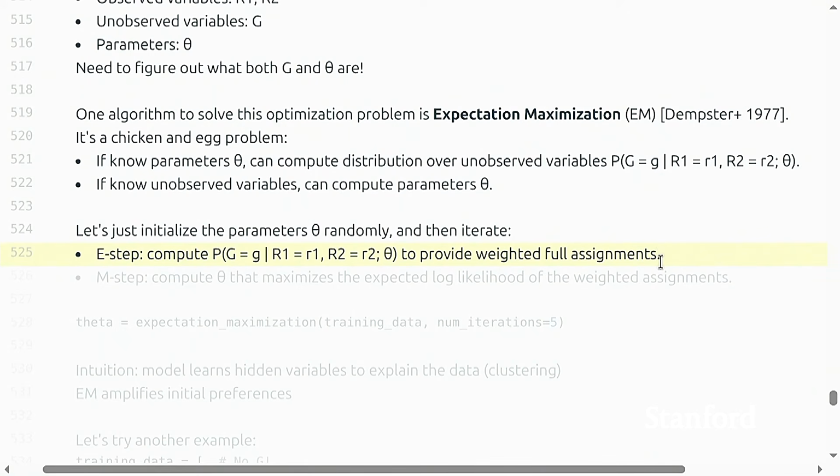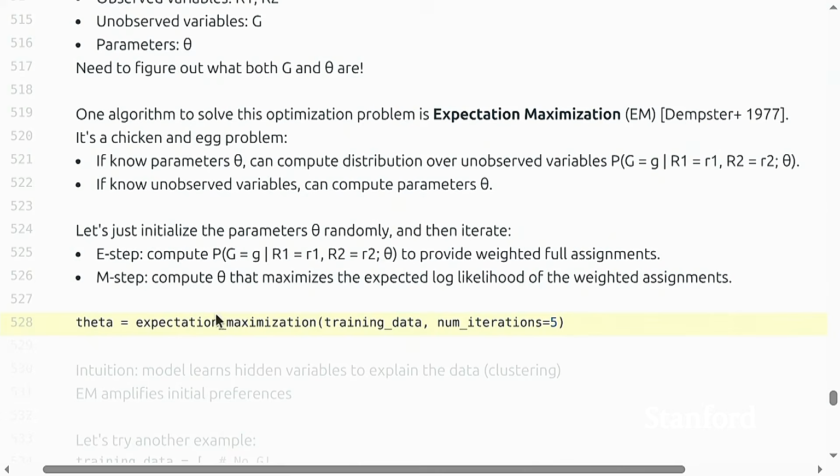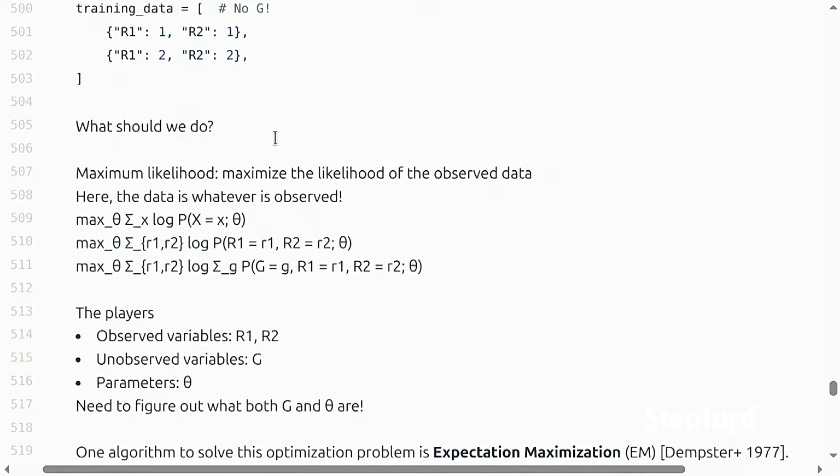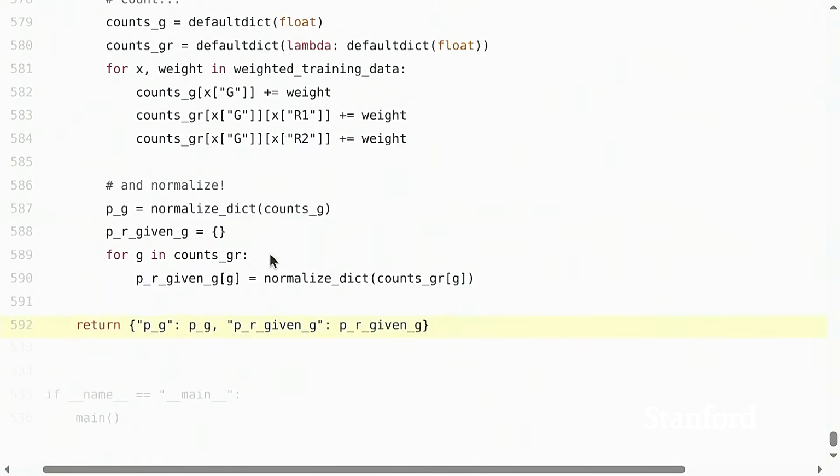And that is going to give me a set of weighted full assignments. Okay, I'm going to show you an example, so hopefully that'll make more sense. So the output of the E step is essentially stuff that looks like fully observable data. And then in the M step, I'm just going to count and normalize using these weighted full assignments. Okay, so let's walk through an example here. Expectation maximization is not a general function. It applies to just simply this model here. But hopefully it'll be illustrative.